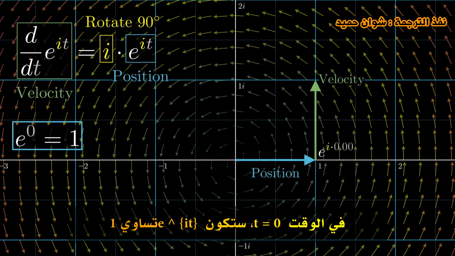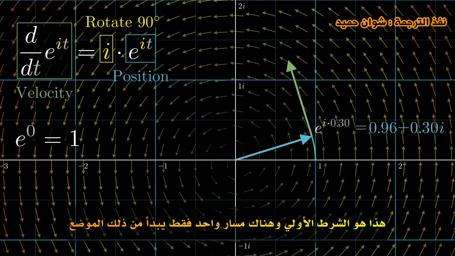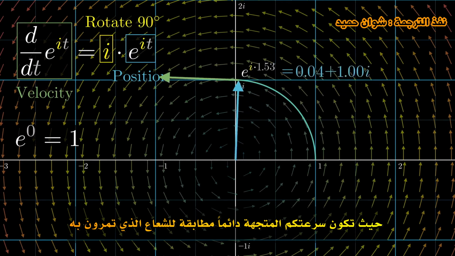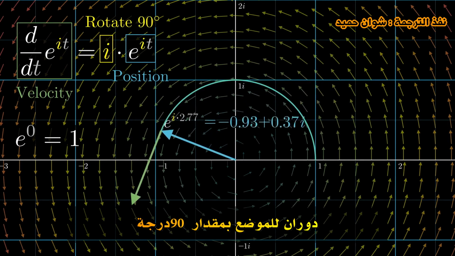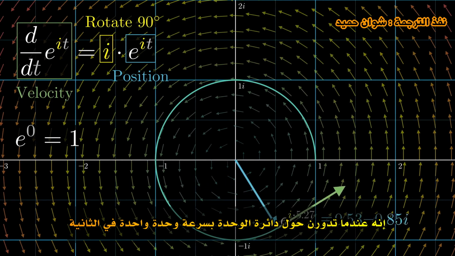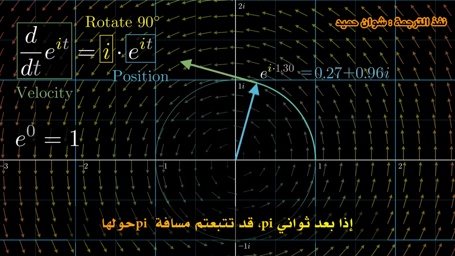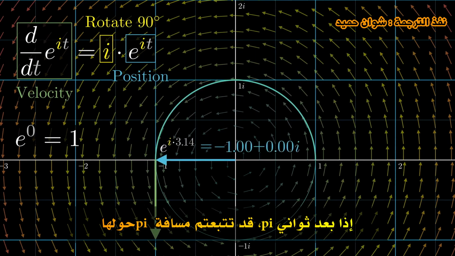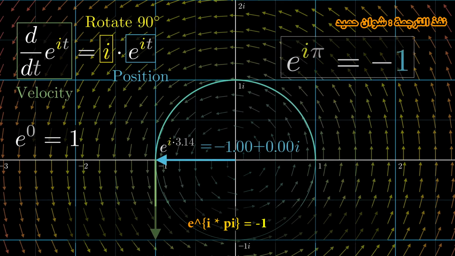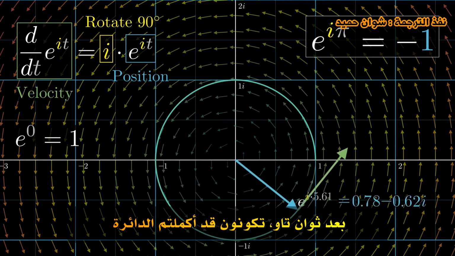At time t equals 0, e to the it will be 1, that's our initial condition, and there's only one trajectory starting from that position where your velocity is always matching the vector that it's passing through, a 90-degree rotation of the position. It's when you go around a circle of radius 1 at a speed of 1 unit per second. So after pi seconds, you've traced a distance of pi around, so e to the i times pi should be negative 1. After tau seconds, you've gone full circle.